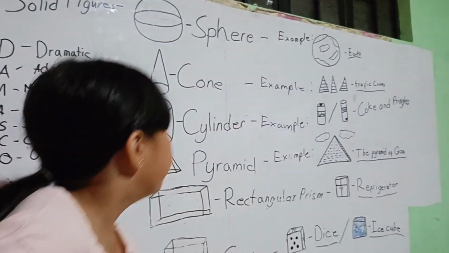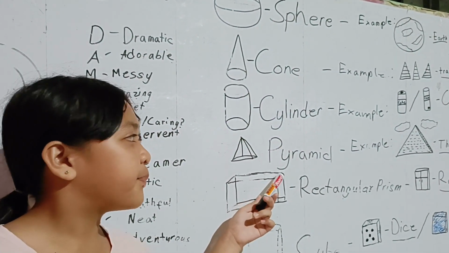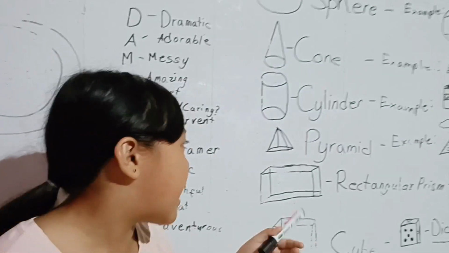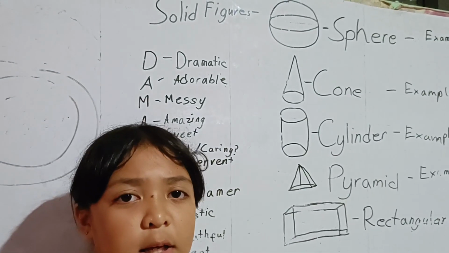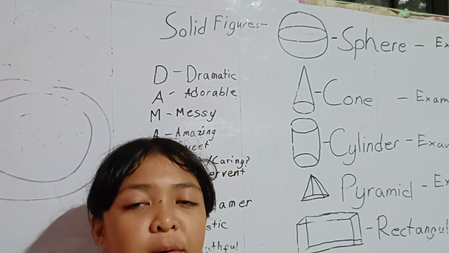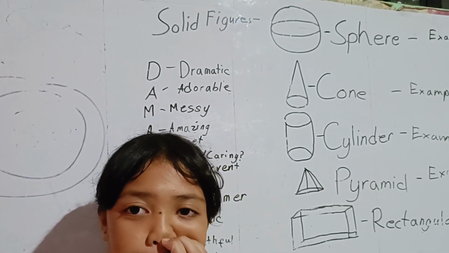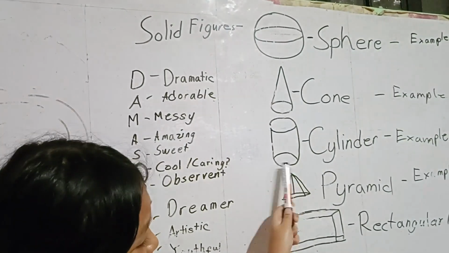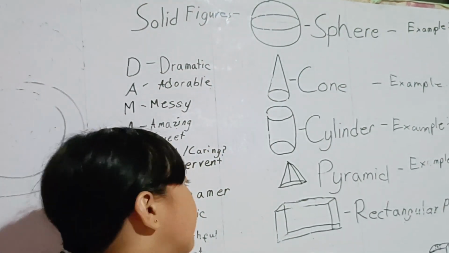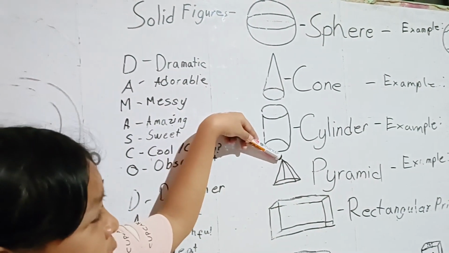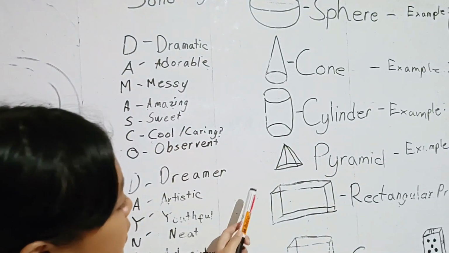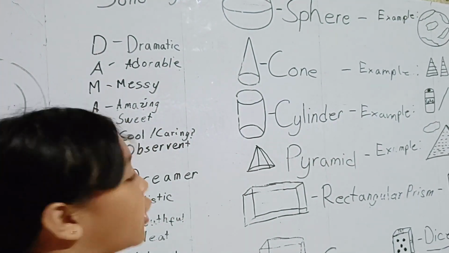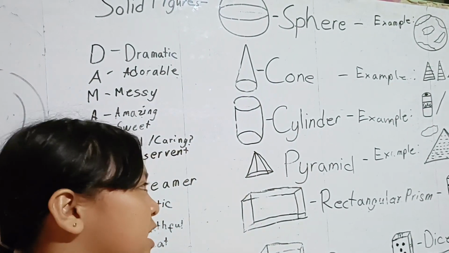Next here we have a pyramid. A pyramid has no curves at all. It is a polyhedron formed by connecting a polygonal base and a point called the apex. Each base edge and the apex form a triangle called a lateral face. This is the apex. How many faces are there in a pyramid? 1, 2, 3, 4. There are four faces of the pyramid.